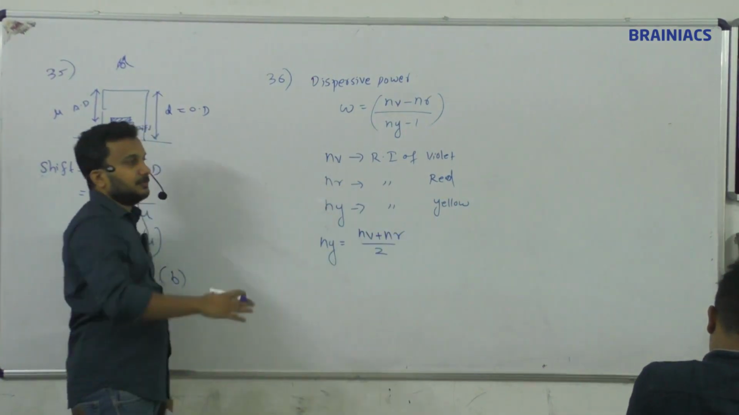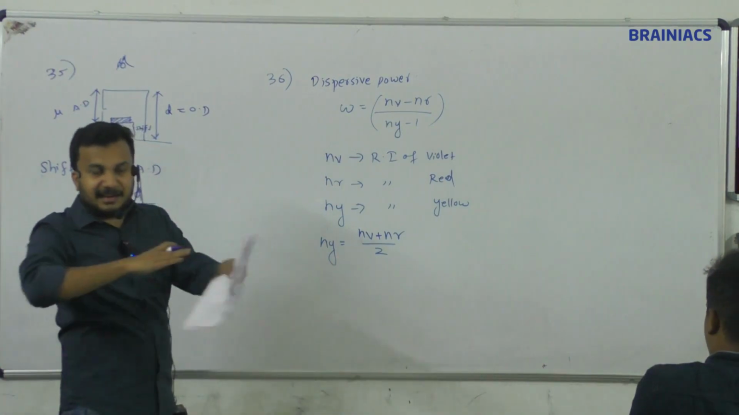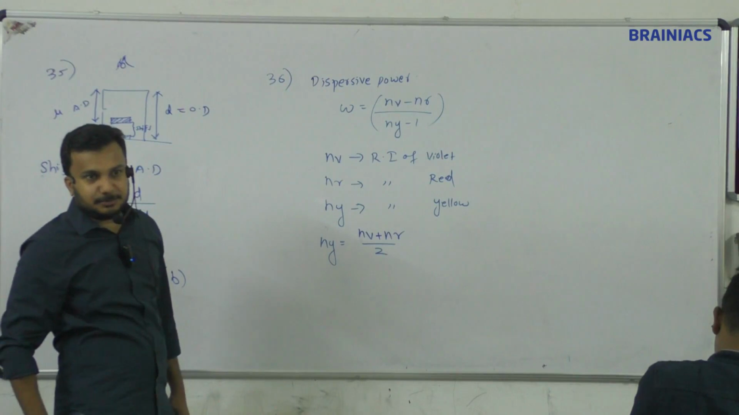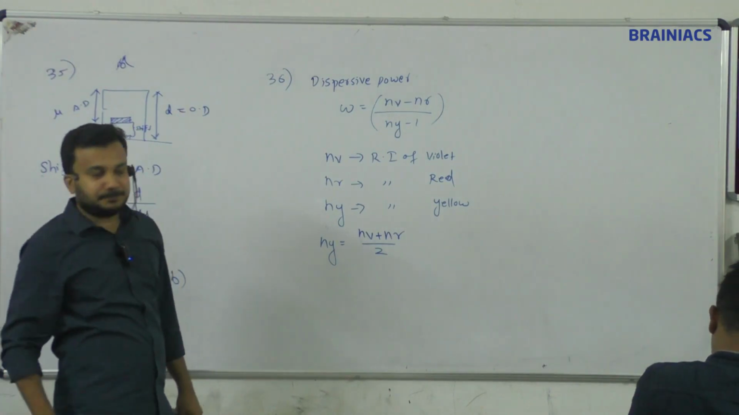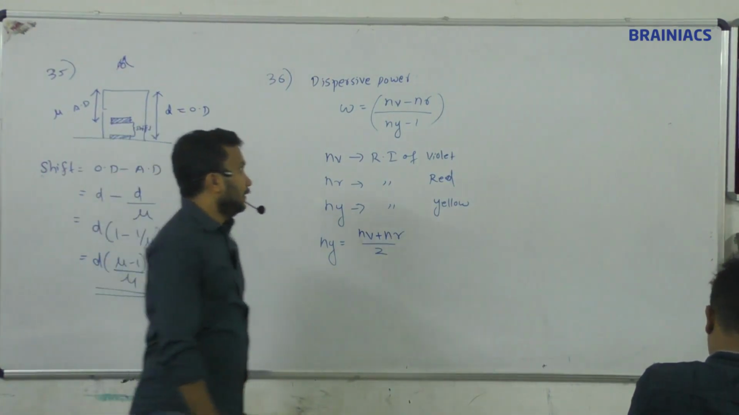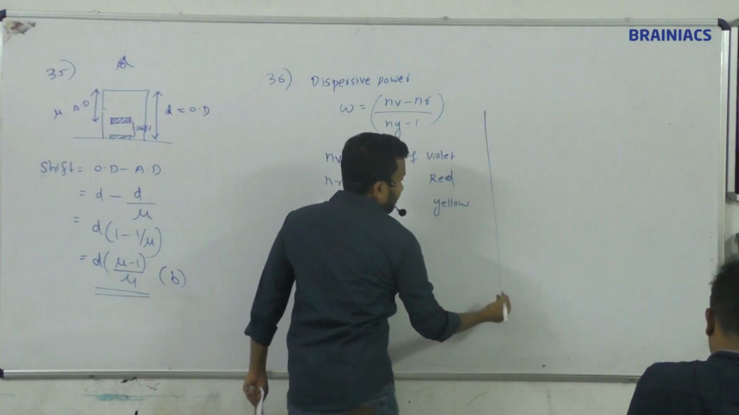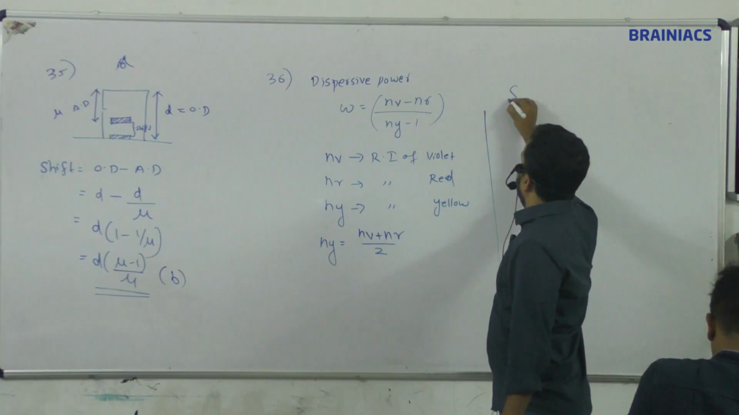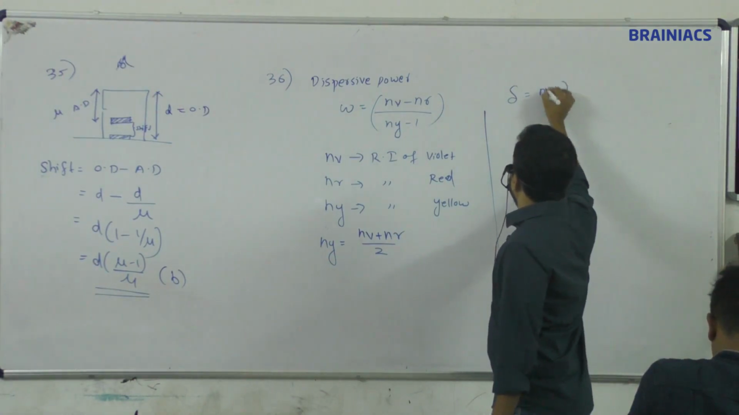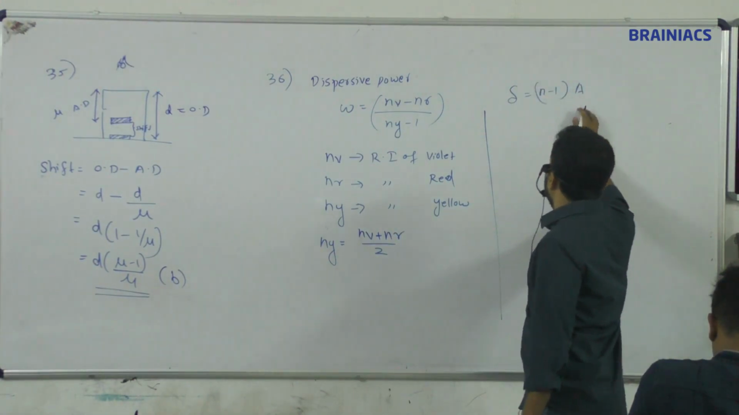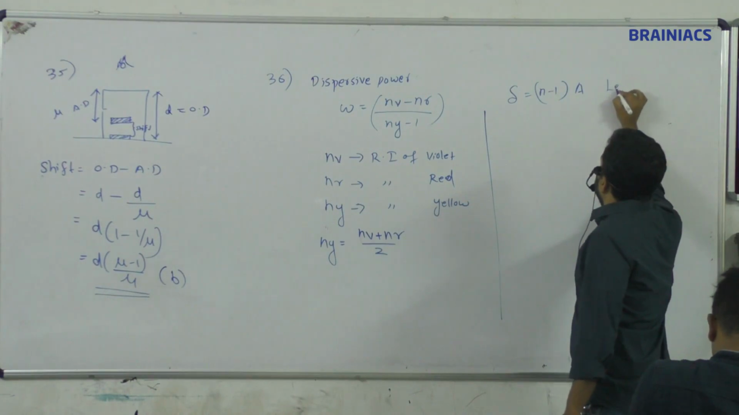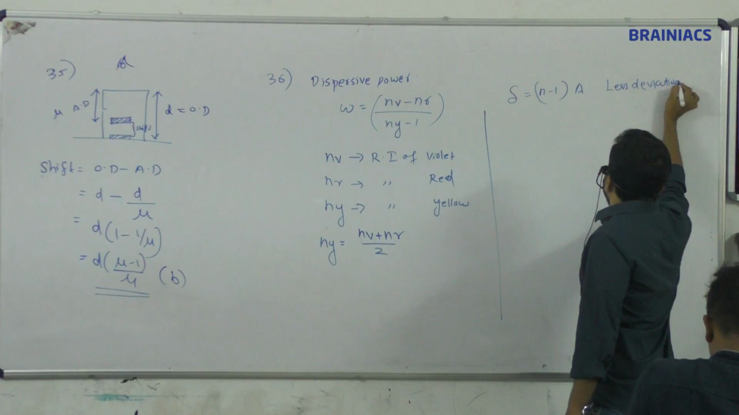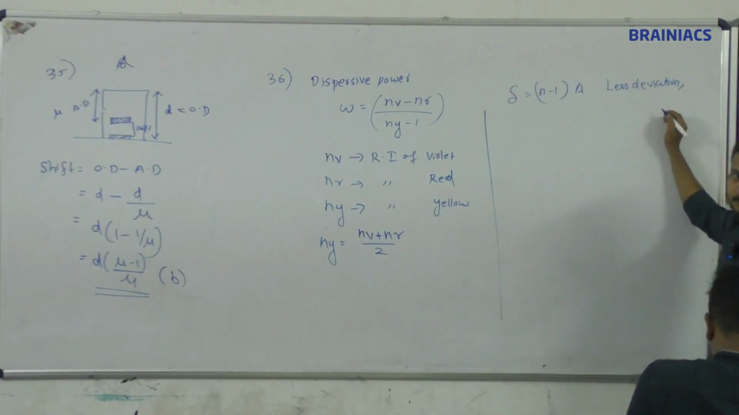Okay, more dispersion means more scatter. That is scattering. And dispersion means splitting. Okay, next we'll come to this question here again. This is with respect to color, and we know one formula for deviation, n minus 1 into A. This is called deviation. So I'm saying less deviation means more dispersion or less dispersion.